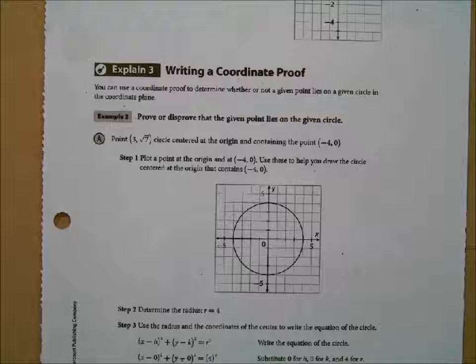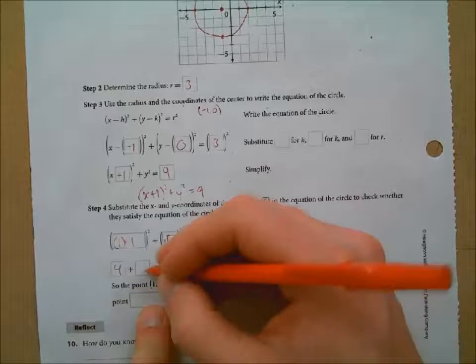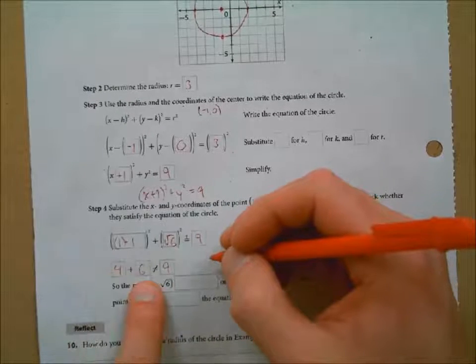Oops, I'm off the screen there. There we go. Okay. And so now to check to see if the point 1 comma square root of 6 is on our circle, what's going to go in for x? 1. So it'll be 1 plus 1. And what goes in for the y? Square root of 6. Okay. And that's got to equal 9. 1 plus 1 is 2. Squared is 4. Square root of 6 squared is 6. 4 plus 6 does not equal 9.